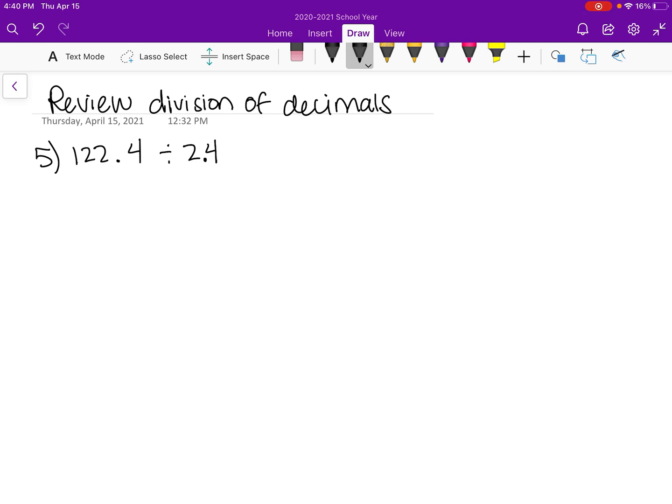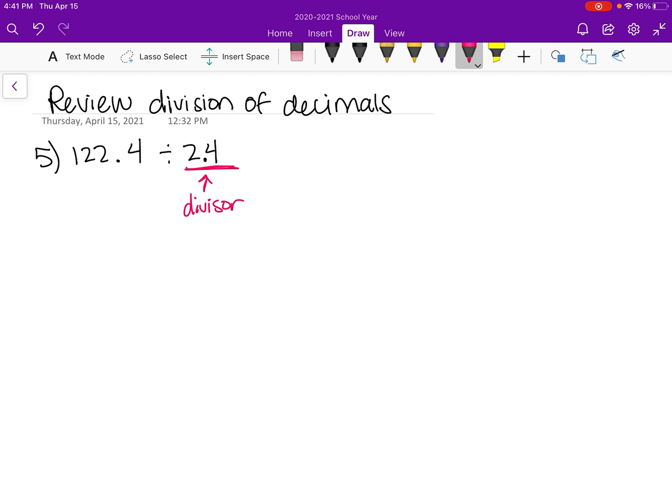Okay, problem 5 on our review for division of decimals is 122 and 4/10 divided by 2 and 4/10. I'm going to use partial quotients to solve that. So the first thing I need to do is get rid of my decimal in my divisor. My second number is my divisor. I do not want a decimal in my divisor.